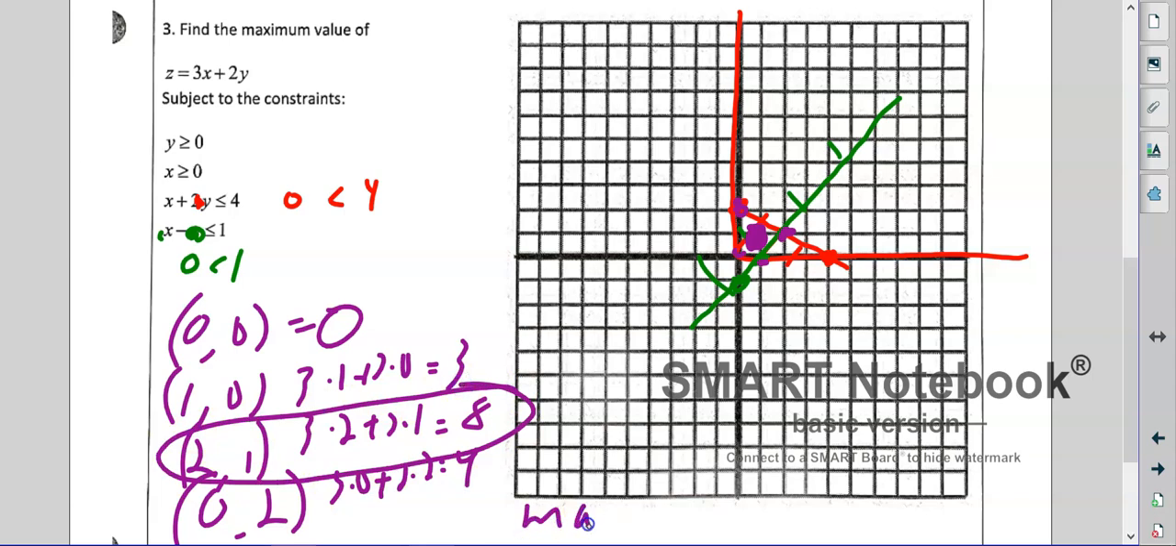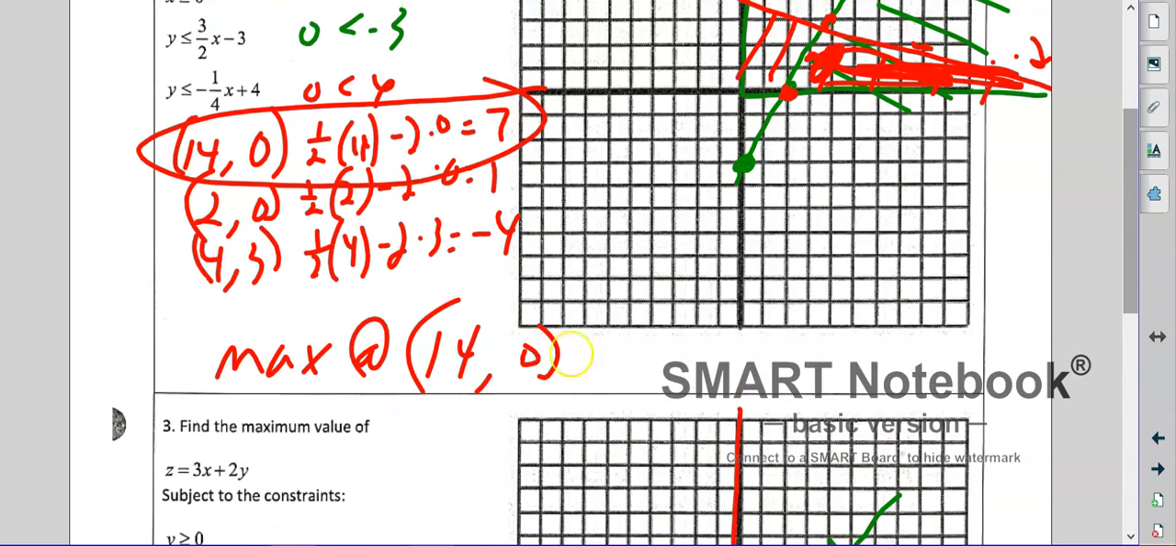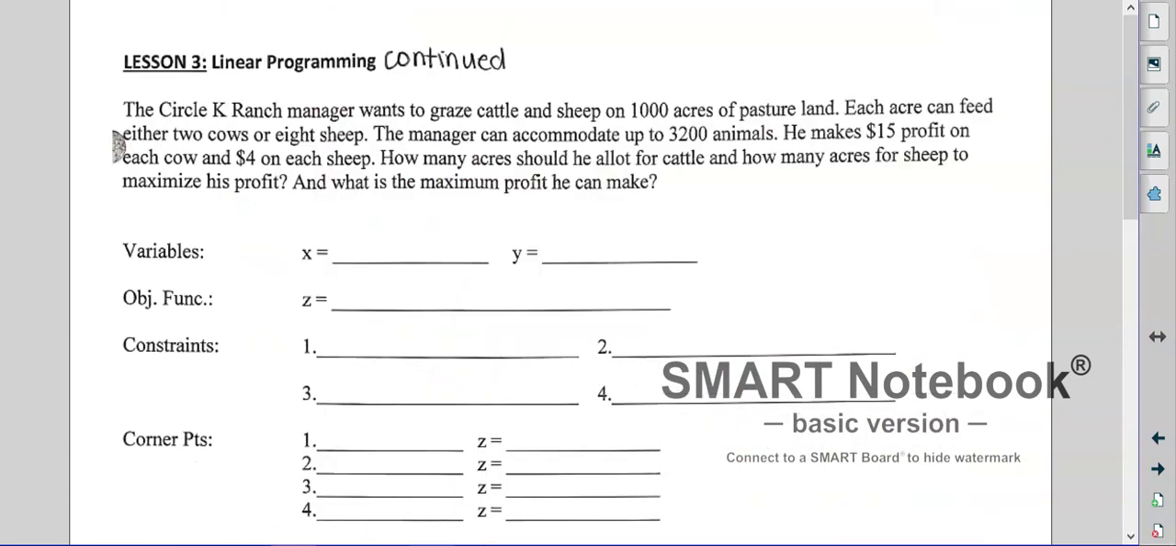So the maximum is at 2, 1. And if you're asking for what the maximum is, it's 8. Okay, so back here, if we ask what the maximum is, it would be 7, and so forth. All right, here we go. Last problem. Now we're putting it all together.